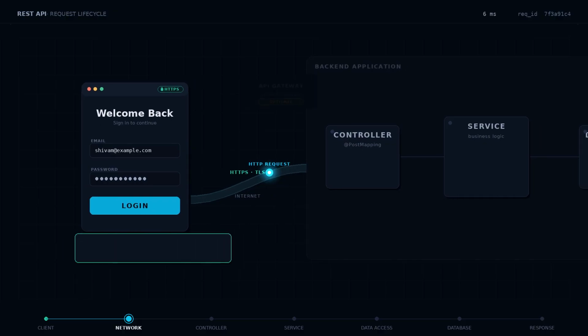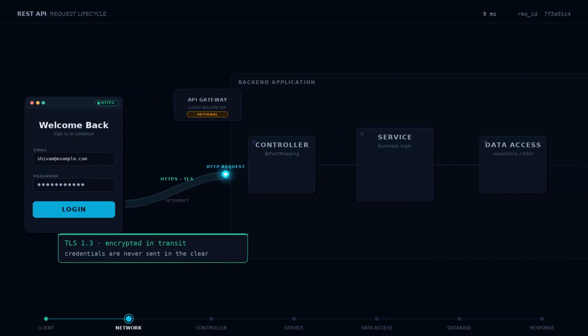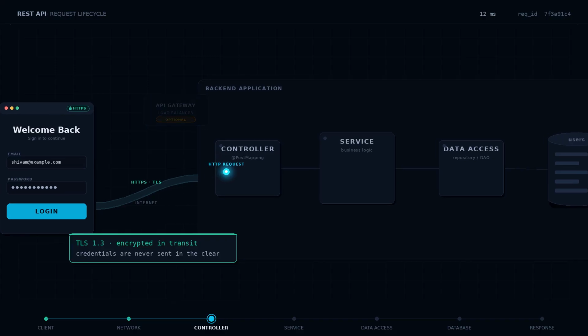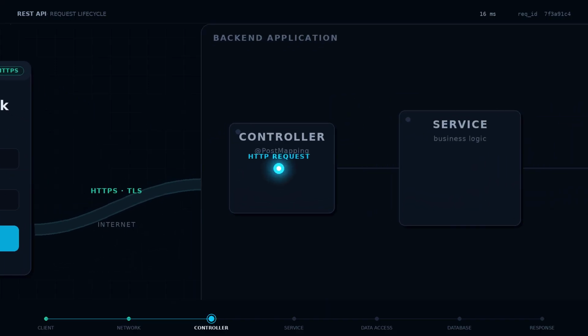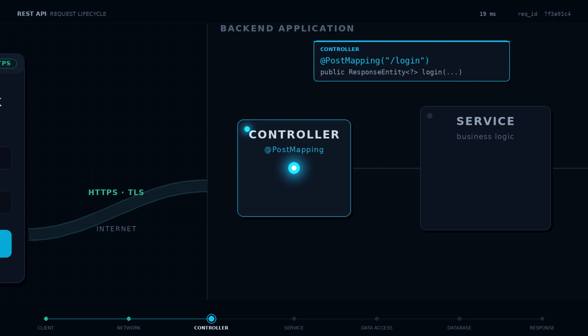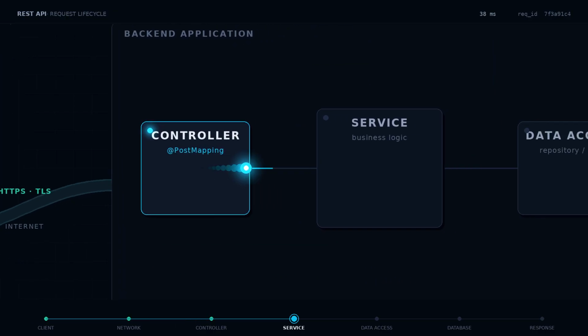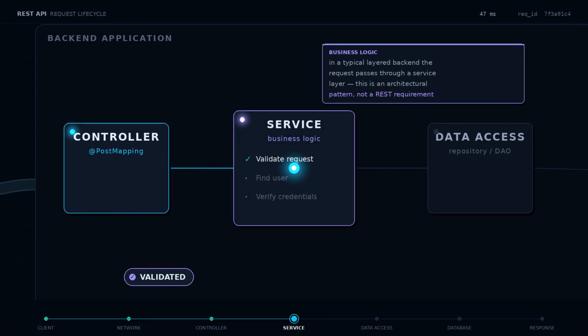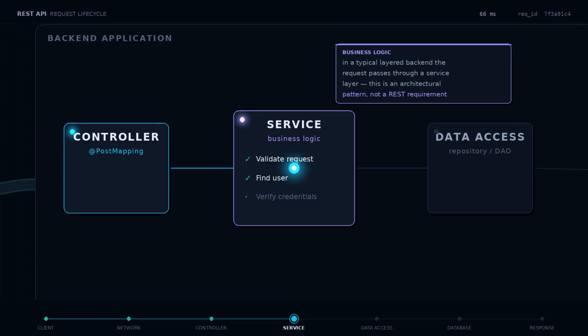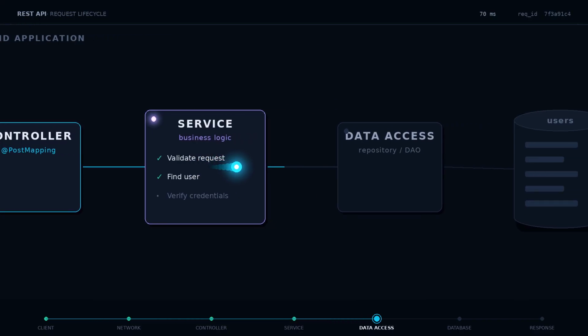That request travels from the client to the application server. In a typical backend application, it first reaches a controller. The controller receives the HTTP request and maps it to your application code. From there, it moves into the business logic. The service validates the request, finds the user, and handles the authentication.